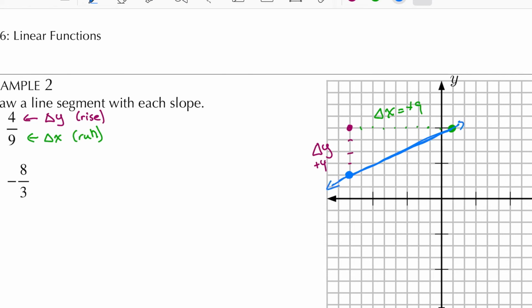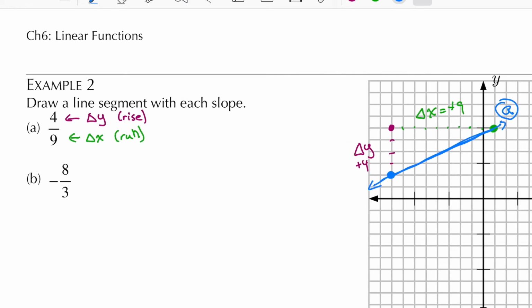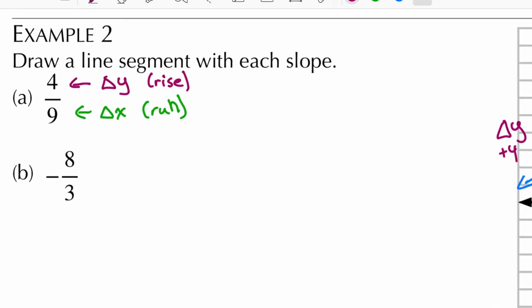And it can keep going on forever. That is letter A. It doesn't matter where you start it because the question hasn't indicated which 2 points to use. All right, let's look at the next one.